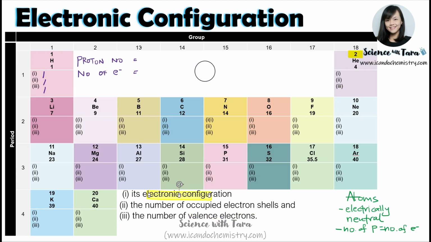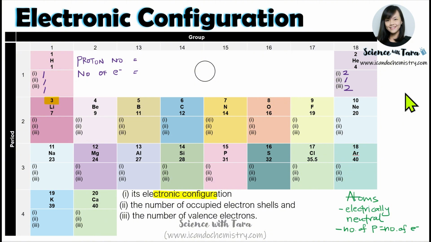Next, helium. Helium has 2 protons. In an electrically neutral atom, the number of protons and electrons must be the same. Hence, helium has 2 electrons. The electronic configuration is 2. These 2 electrons will fit in the first shell. Hence, number of occupied shells is 1. The number of electrons in the outermost shell is 2. Hence, valence electrons is 2. Okay?